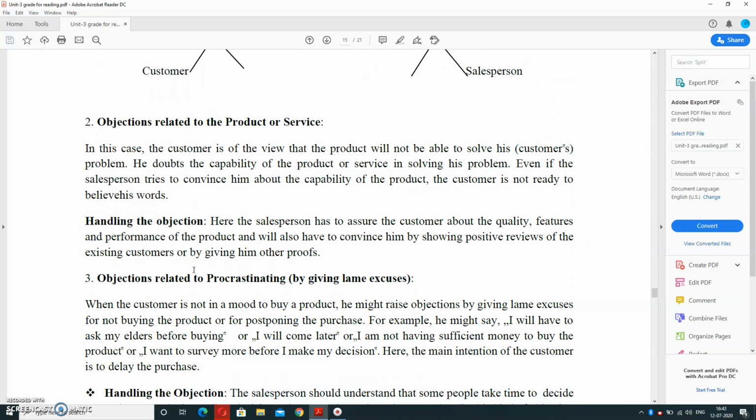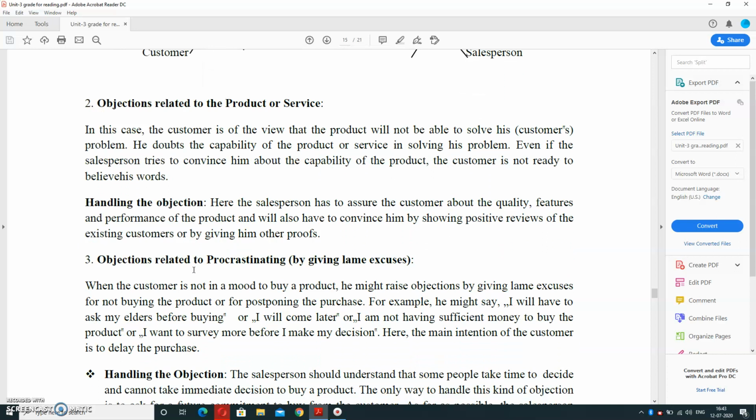Second is objections related to the product or service. In that case, the customer is of the view that the product will not be able to solve his problem. He will be in doubt. He doubts the capability of the product or service in solving his problem. Even if the salesperson tries to convince him about the capability of the product, the customer is not ready to believe his words.